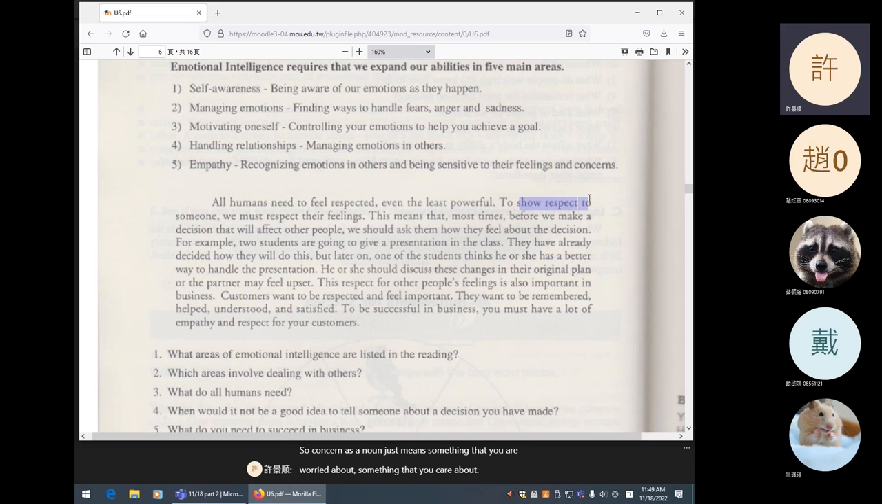To show respect to someone. 对人表示尊敬. Changes in the original plan. In this case, I think it's saying changes to the original plan. It makes more sense. Changes to the plan.